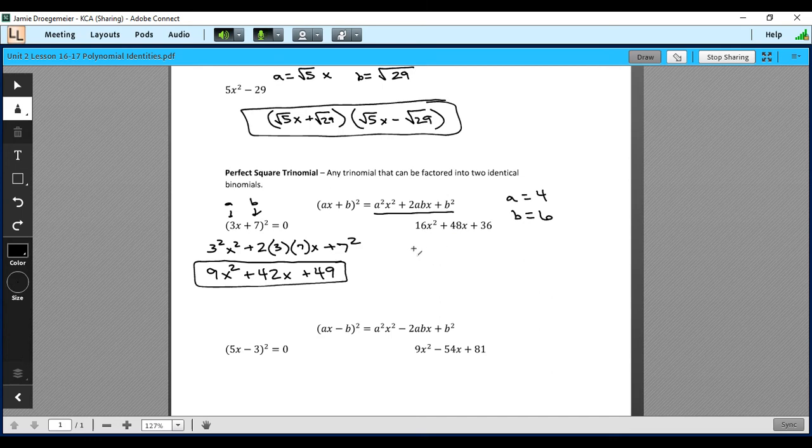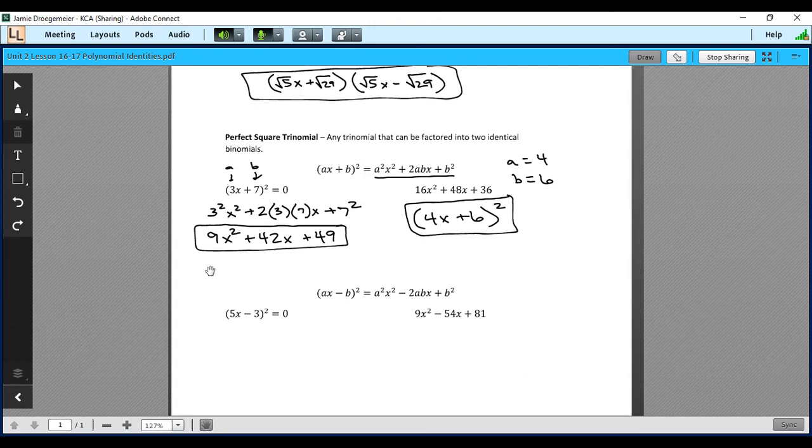And so knowing how that works, that tells me that this is going to be 4x plus 6, quantity squared. Got a little ahead of myself there. 4x plus 6 and that quantity squared. Because when I take 4x times 4x, I get the 16x squared. 6 times 6 gives me the 36. And then 2 times 4 times 6 gives me that 48 in the middle. All right, so again, just patterns that develop in these special cases.